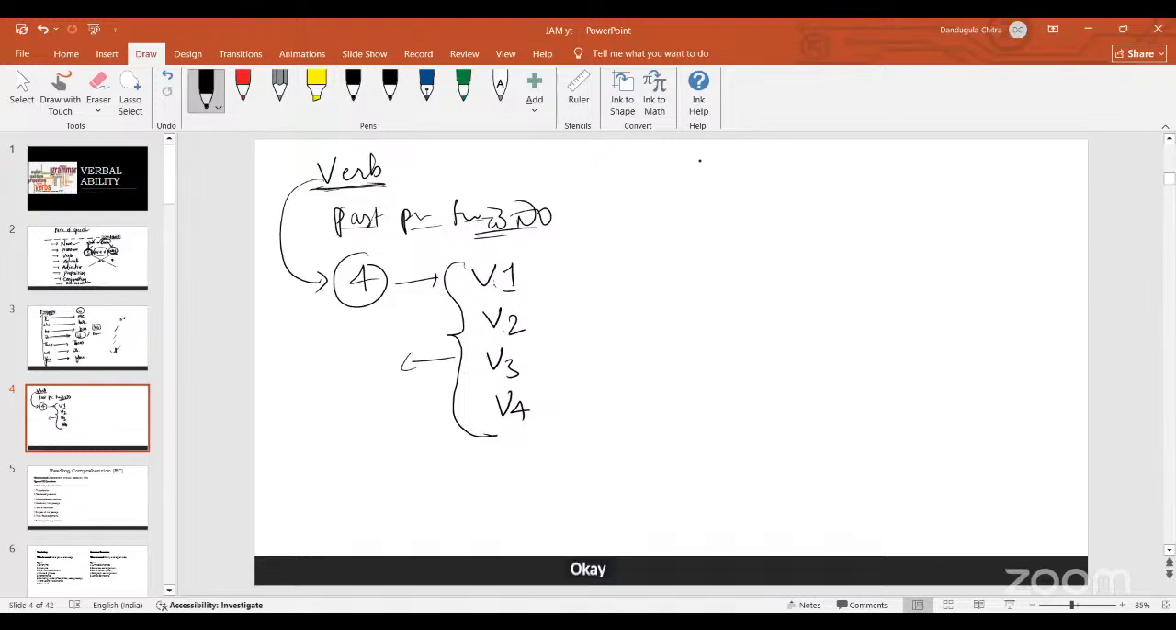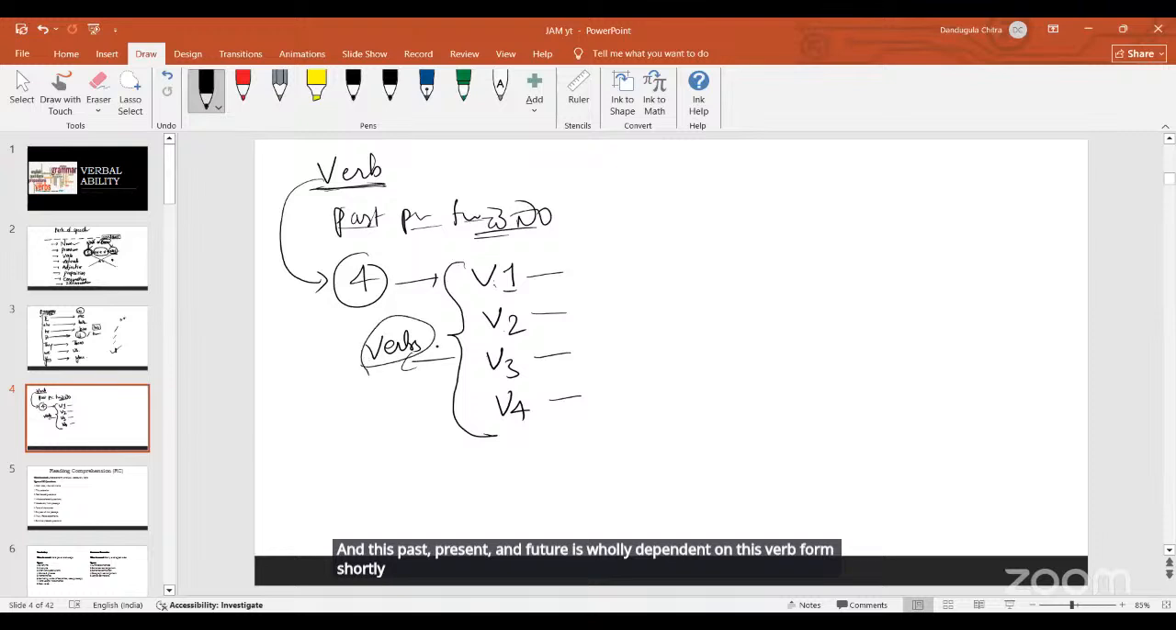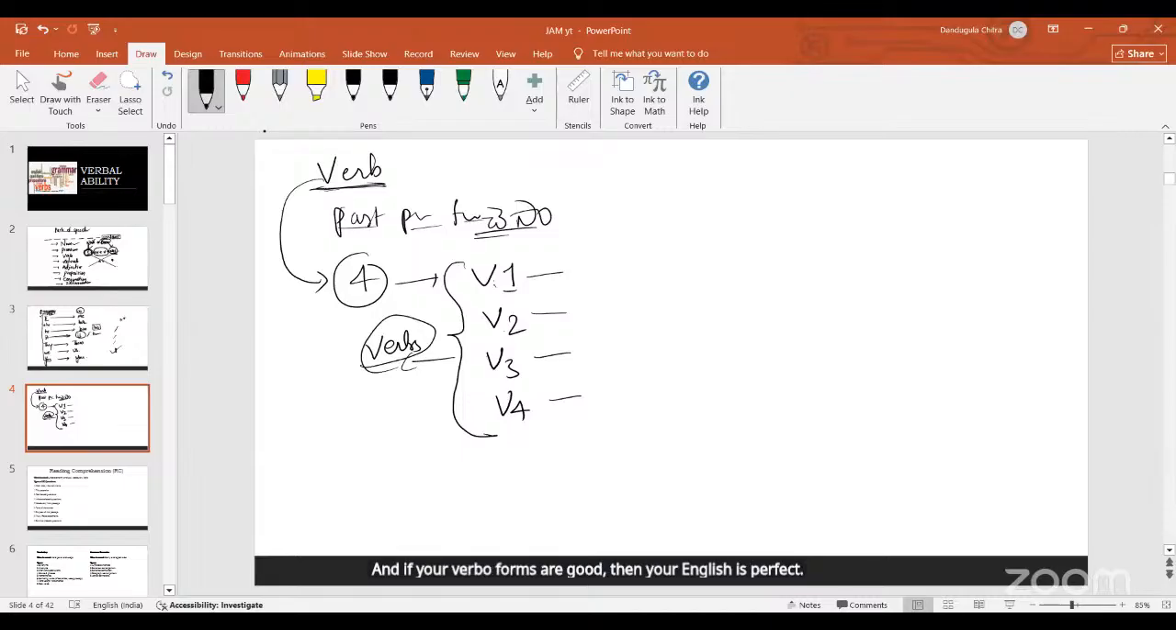So you should have that command. No matter what action word we see in English, you should be able to deliberate these four forms. If you are perfect in that aspect, then English is at your fingertips, because everything we speak wholly depends on past, present, and future, and this wholly depends on verb forms only. If your verb forms are good, then your English is perfect. You have this question: how to make my English perfect? It's simple. It's all about learning helping verbs and verb forms.